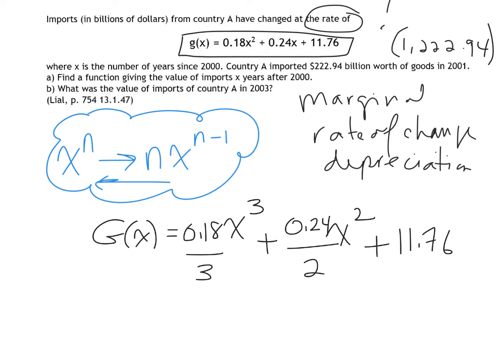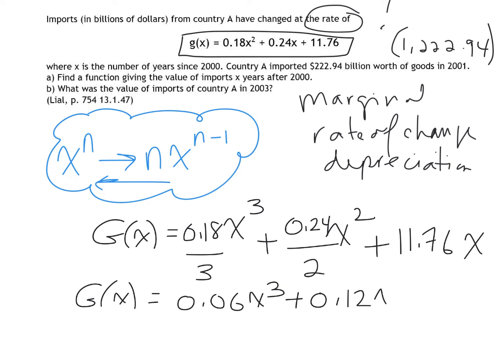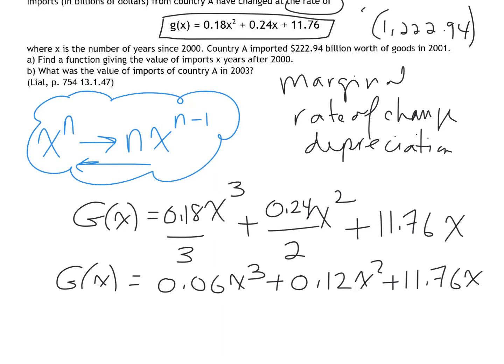11.76, well, it has no x. It has like an x to the 0, actually. And so 0 plus 1 is x to the 1. Yeah, that's the original function. If you want to test yourself, take that and now find the derivative of it. And if it matches the derivative you're given, you can go, okay, yeah, I got this. So then what we're going to do is simplify, right? 0.06x cubed plus 0.12x squared plus 11.76x, okay? So that is the function that gives the value of imports x years after 2000, yeah?